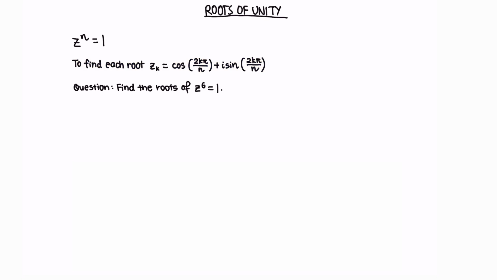So let's first do a question. Find the roots of z to the power of 6 equals 1. Okay, so let's solve this. z to the power of 6 equals 1. So this means that if we square root both sides, we get z cubed equals plus minus 1, which means that z equals plus minus 1.